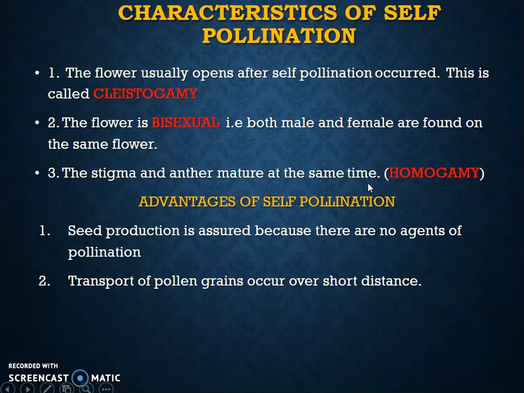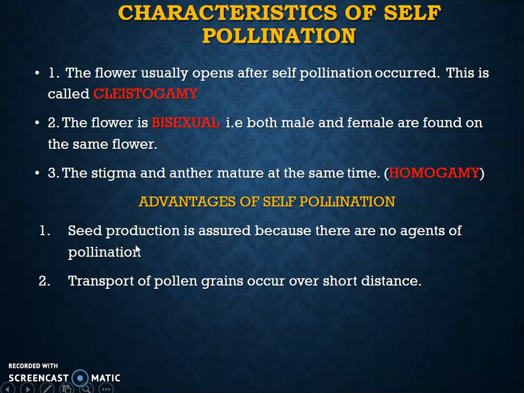One cannot mature before the other, because if the stigma matures before the anther, the pollen grain will not have developed by that time, so it cannot self-pollinate. And likewise, the anther cannot develop before the stigma, because the pollen grain will be developed, but the female part will be underdeveloped, so there can't be fertilization or continuation of the process. So this aspect where the male and female mature at the same time is said to be homogamy. Take note of these words.